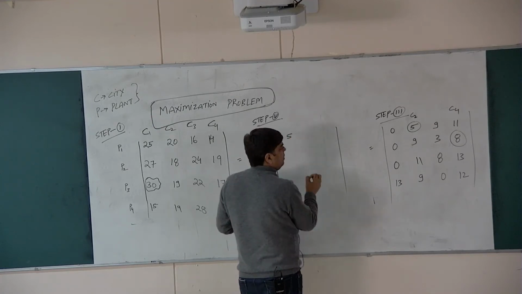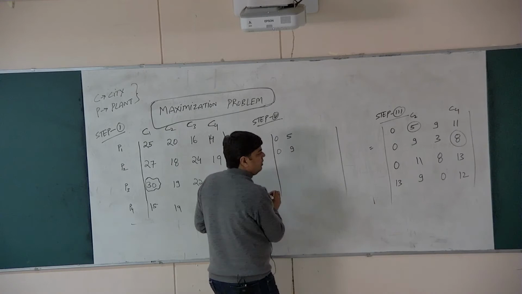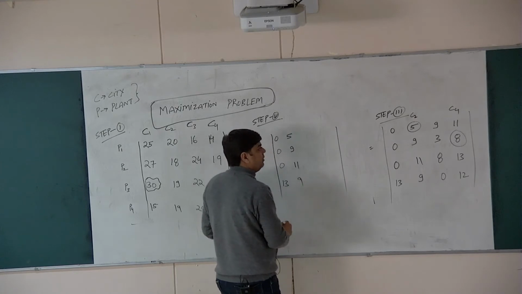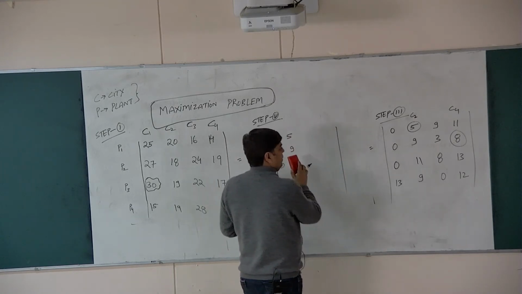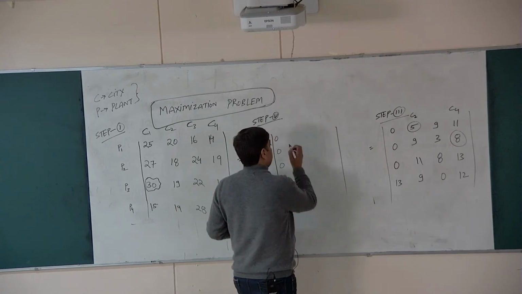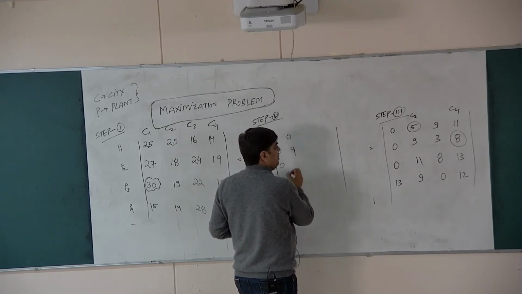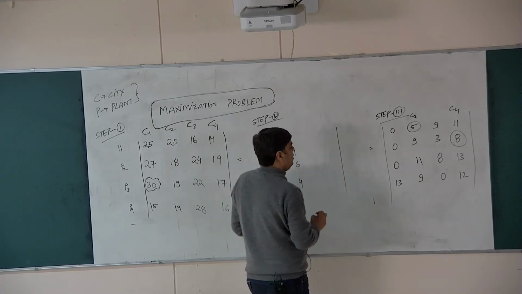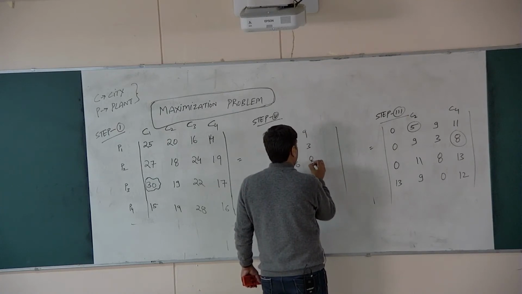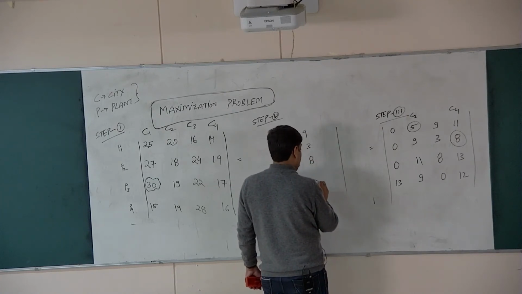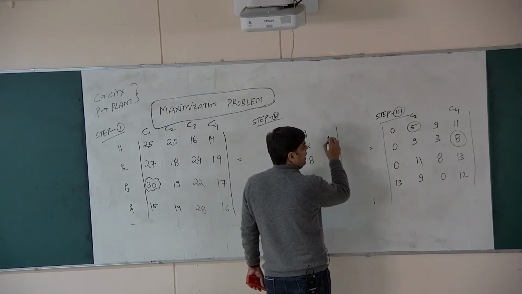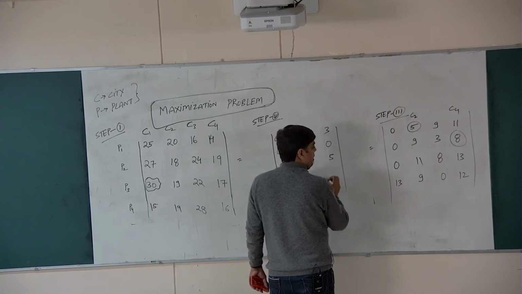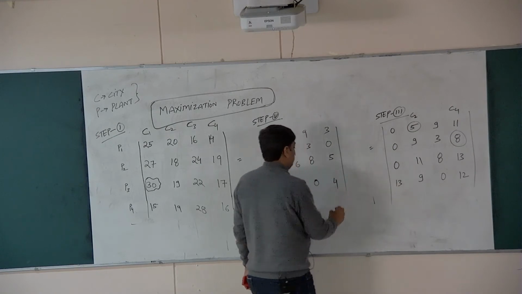0, 5, 0, 9, 0, 11, 13 and 9. Okay, no, not 5. So it is 0, 9 minus 5 is 4, 11 minus 5 is 6 and 9 minus 5 is 4. Similarly here it will be as it is 9, 3, 8 and 0. And here it will be 11 minus 8 is 3, 8 minus 8 is 0, 13 minus 8 is 5 and 12 minus 8 is 4.